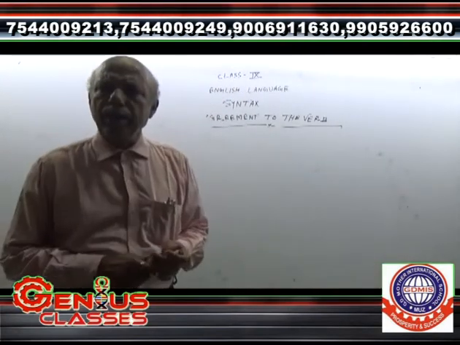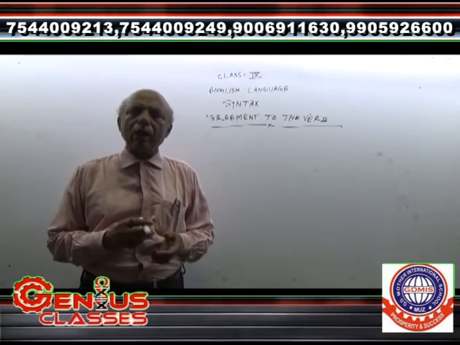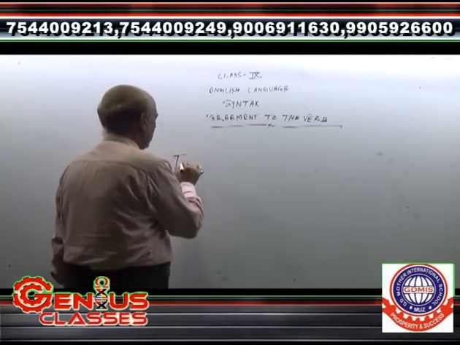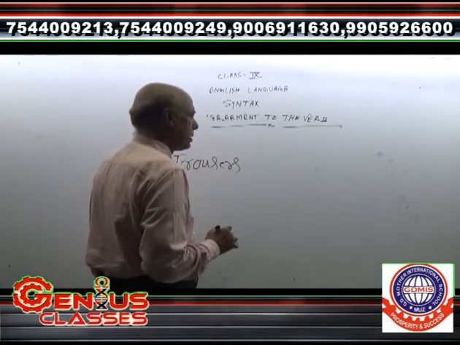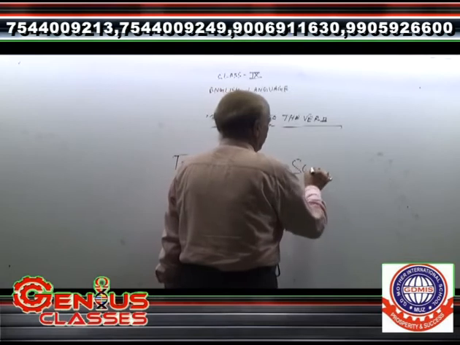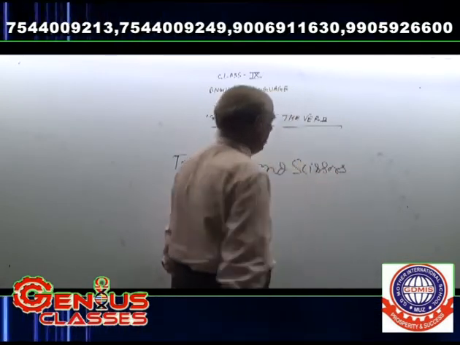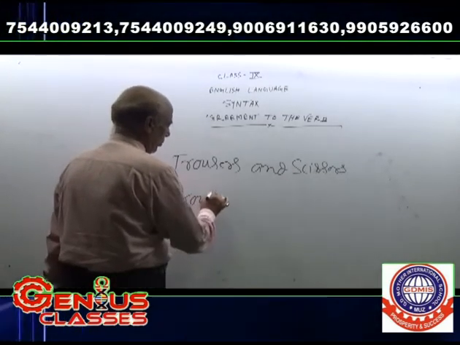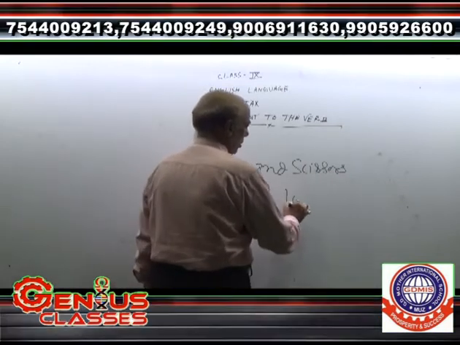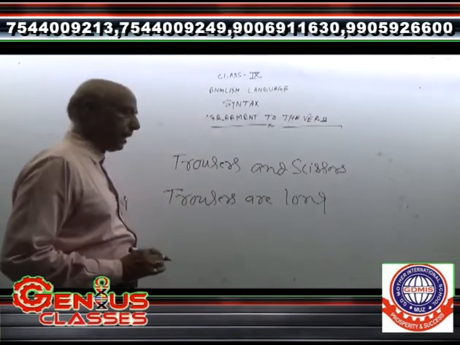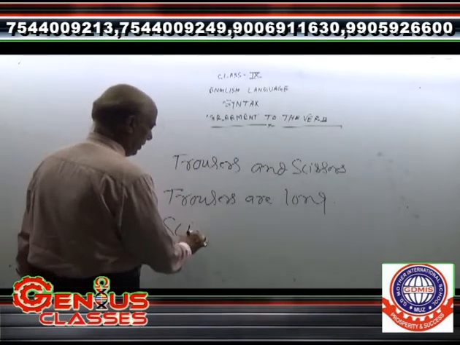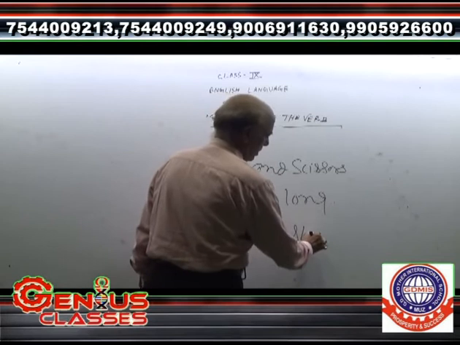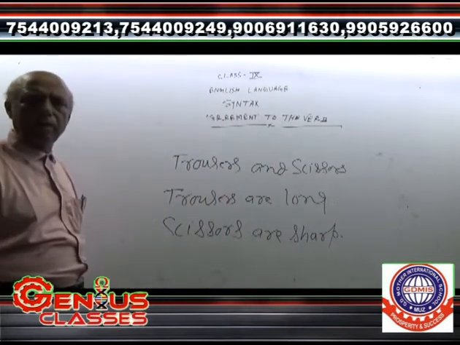Another example that I am going to tell you: the two words, trousers, T-R-O-U-S-E-R-S, and scissors, S-C-I-S-S-O-R-S, always follow the plural verb. Trousers are long. Scissors are sharp.